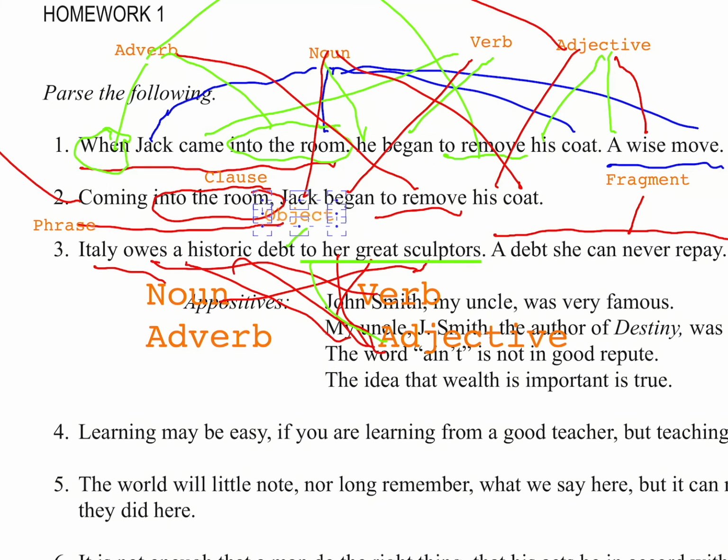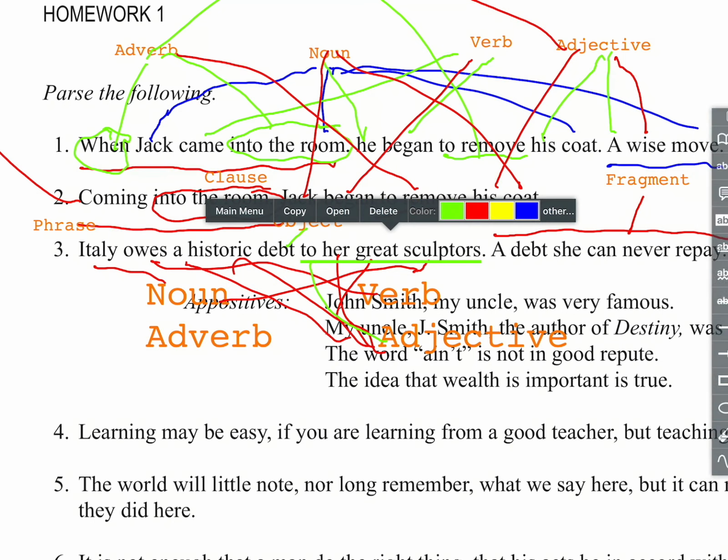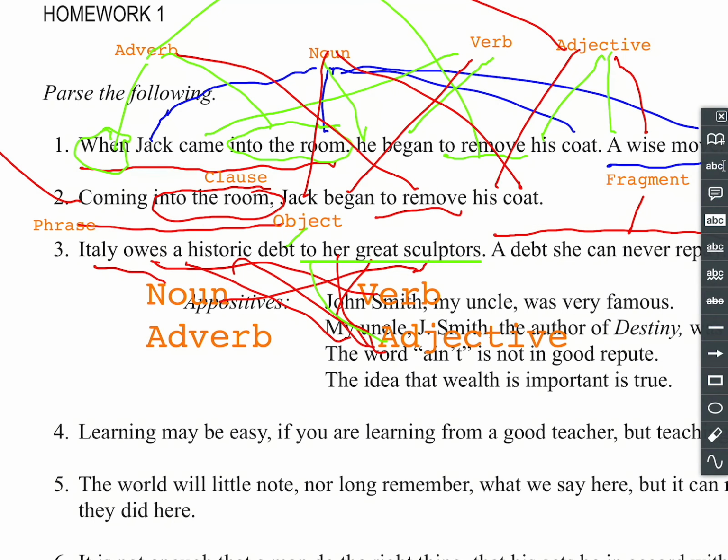Move. Okay. So Italy owes debt is like the essence of the sentence. It's not just Italy owes, that's the noun verb, the simple subject, simple predicate. But also debt is the object. It is a, what's the word? Complement. Debt is a complement.